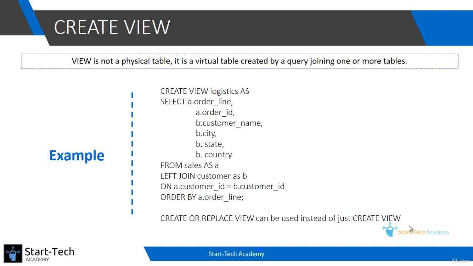Let us create this view as logistics, and we'll define the columns as order line, order ID, customer name, city, state, country. These will be taken from the sales table, which is named A, and we left join this against the customer table, which is B. The common condition will be that customer ID should be the same in both tables, and we'll order this by the order line. Let us go and create this view.